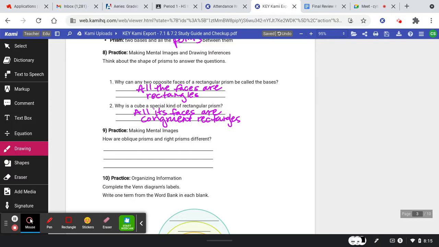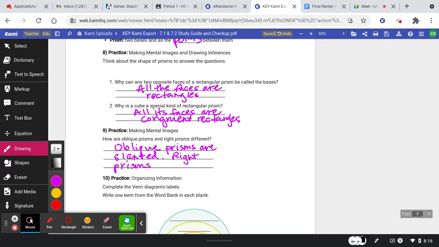How are oblique prisms and right prisms different? And again, this is still going back. We just wrote it a second ago. Oblique prisms are slanted. And right prisms have two bases that are perfectly aligned.